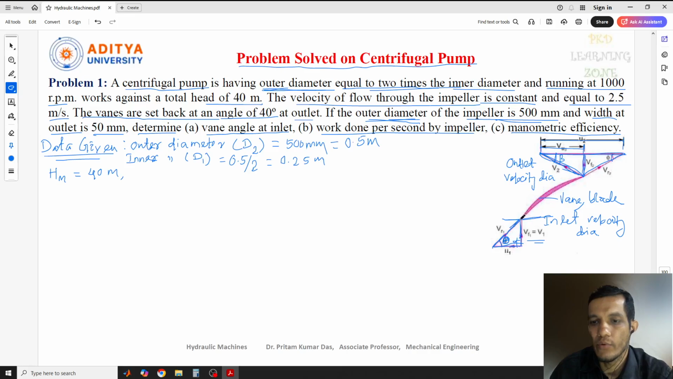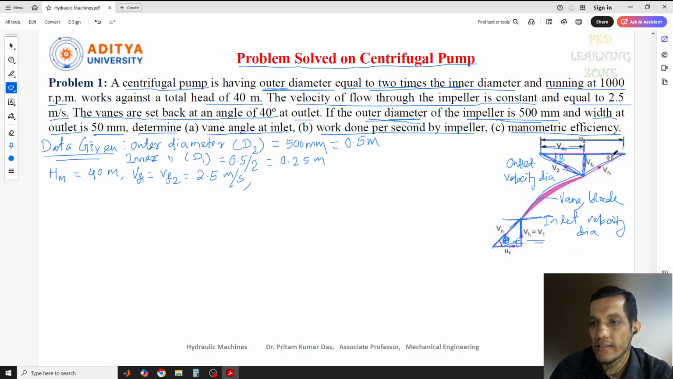Okay, the velocity of flow through the impeller is constant. The velocity of flow through this impeller is constant. That means Vf1 and Vf2 both are the same. So velocity of flow Vf1 is equal to Vf2, which is constant, that is 2.5 meter per second. Okay, the next is the vane angles set back at an angle of 40 degree at outlet condition.